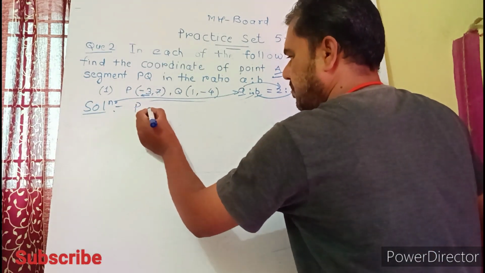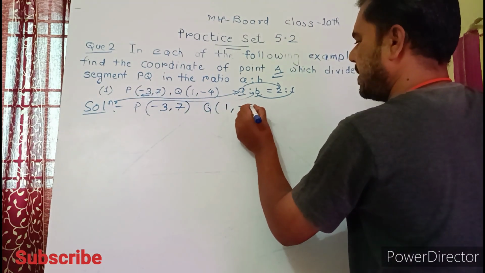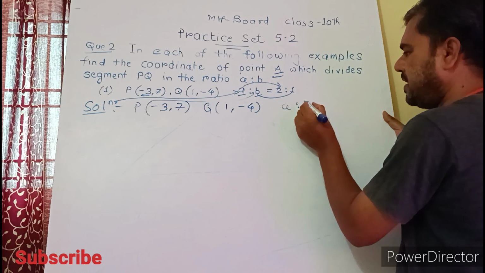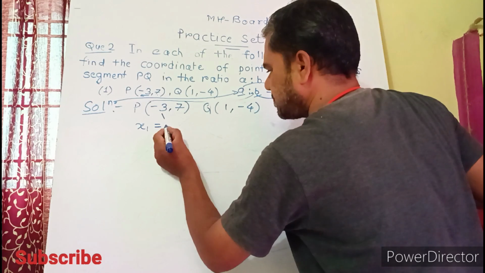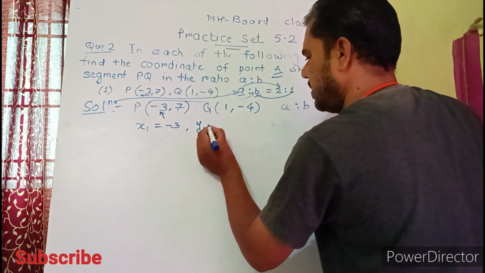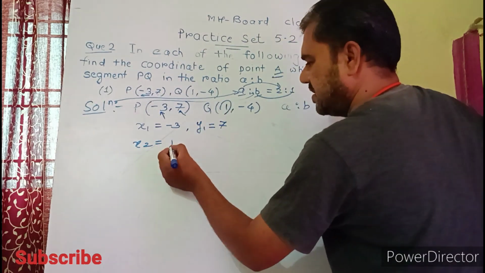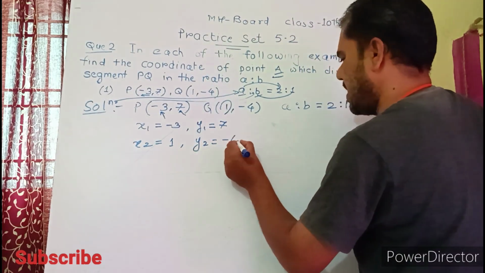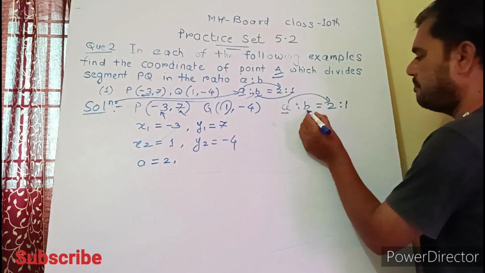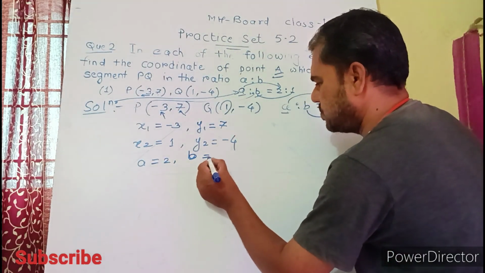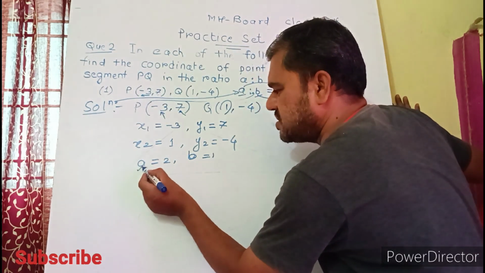In the given problem, P has coordinates minus 3 comma 7, Q has coordinates 1 comma minus 4, and a to b equals 2 to 1. Therefore x1 is minus 3, y1 is 7, x2 is 1, and y2 is minus 4. The value of a is 2 and the value of b is 1. Now the formula is changed: m and n are replaced by a and b.